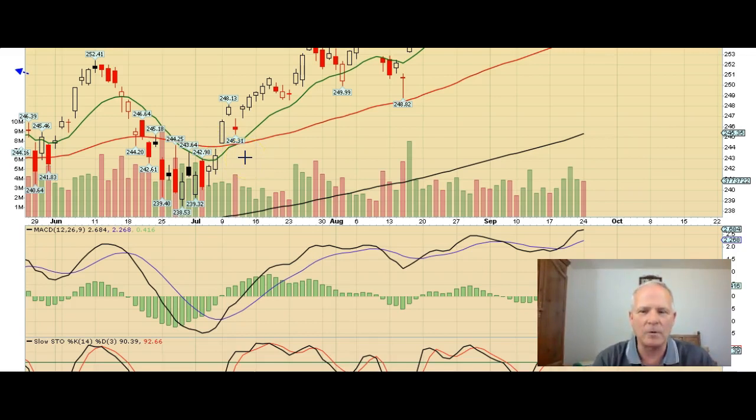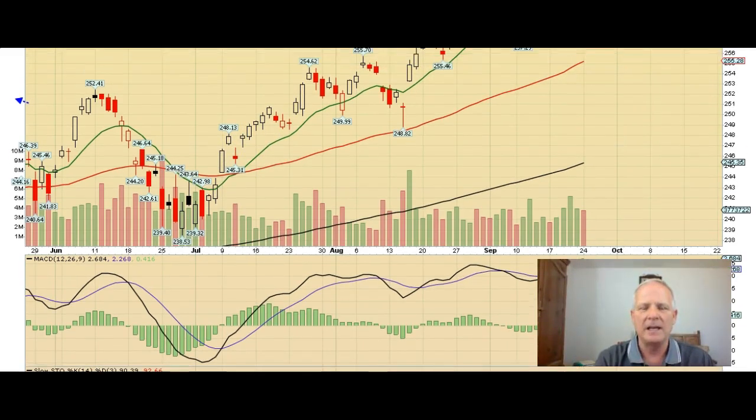If it doesn't work out, we're going to be out. And we're going to use stops to protect ourselves. Okay, so we go ahead and buy here, and this moves up. I typically use a 2% trailing stop loss on something like the DIA here.